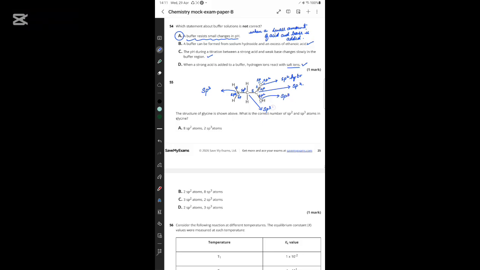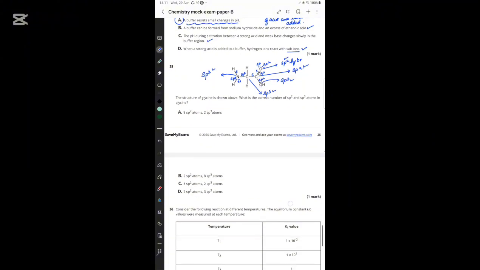So how many sp3 are there? 1, 2 and 3. And how many sp2 are there? 1, 2. So 2 sp2 and 3 sp3. So answer is going to be C.